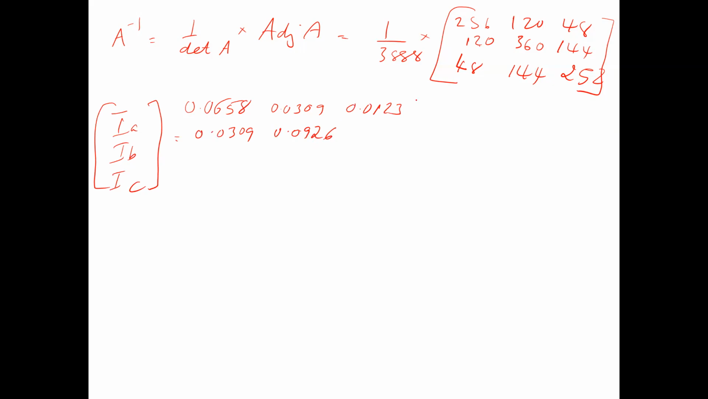And if I divide 144 by this value, it will be 0.037, okay? And the last one, 48 divided by this value, is 0.0123. And 144 divided by this value will be this 0.037, and then 252 divided by 3,888 is 0.0648.